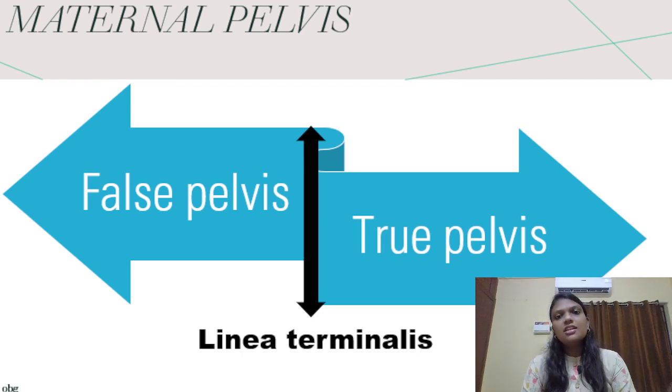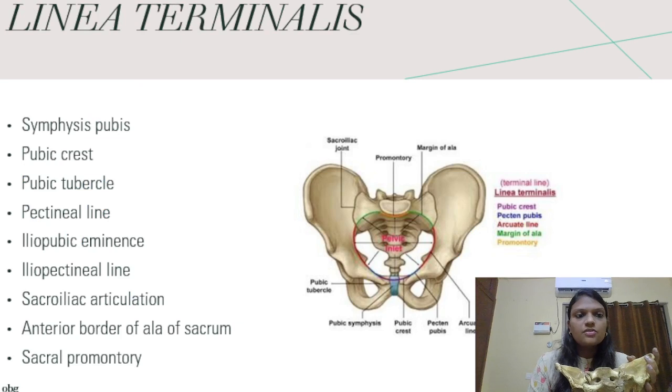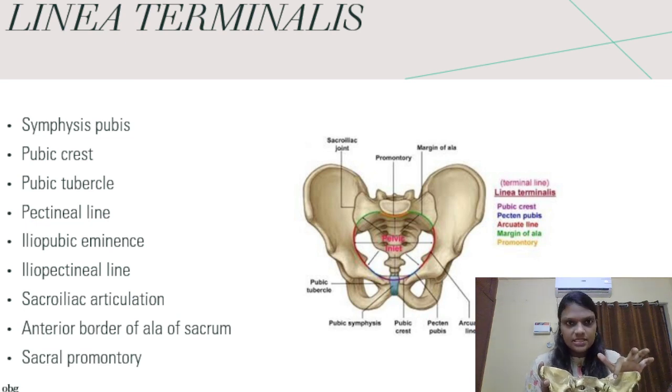Okay, the maternal pelvis is divided into false pelvis and true pelvis. The boundary which is dividing the false pelvis from the true pelvis is known as linea terminalis. Now let's see about the boundaries of linea terminalis. It is formed by the 9 points on either side of the pelvis.